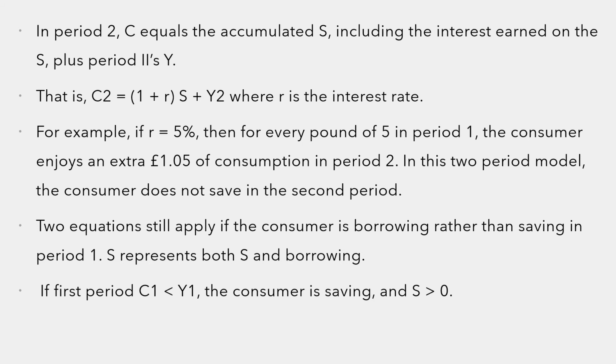The two equations still apply if the consumer is borrowing rather than saving in period 1, and S represents both saving as well as borrowing. In period 1, C1 is lesser than Y1. That means that your income is more and you are not consuming the entire part of your income. You are making some kind of saving, and saving is positive, greater than 0.